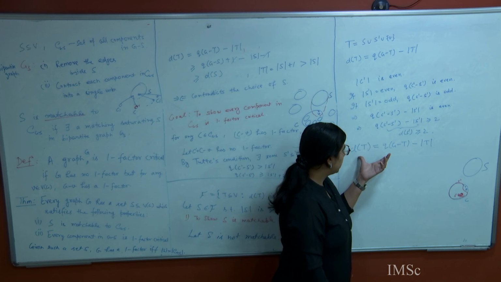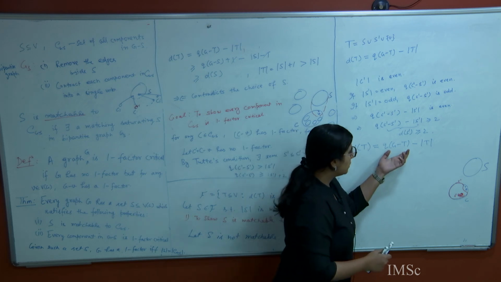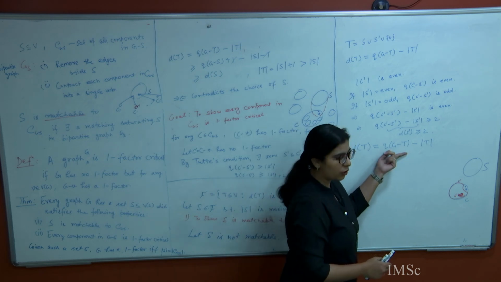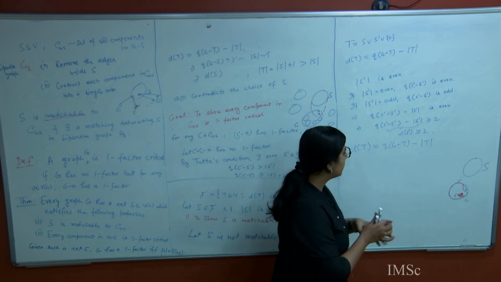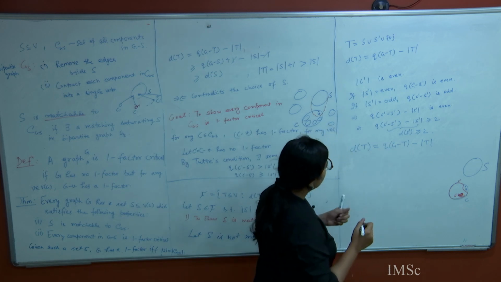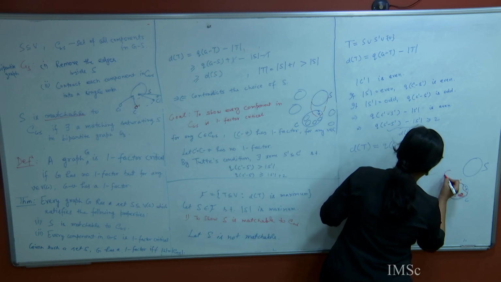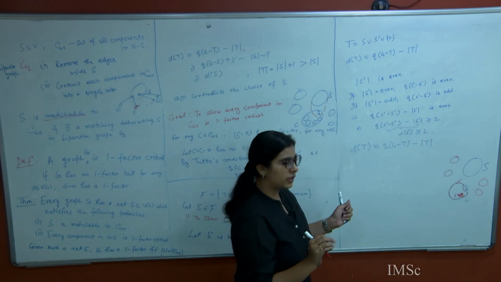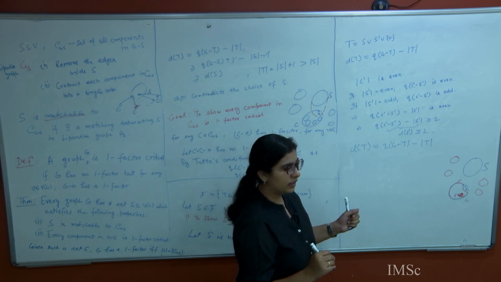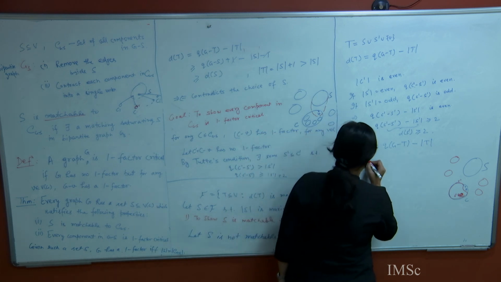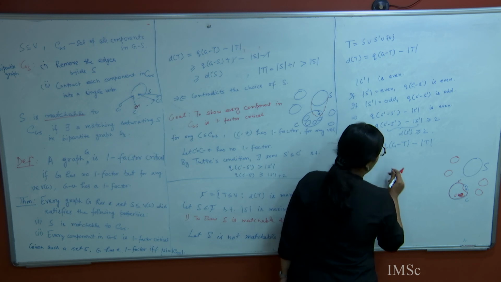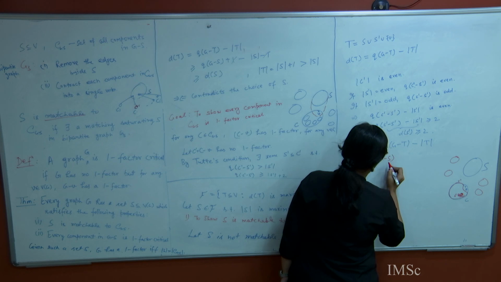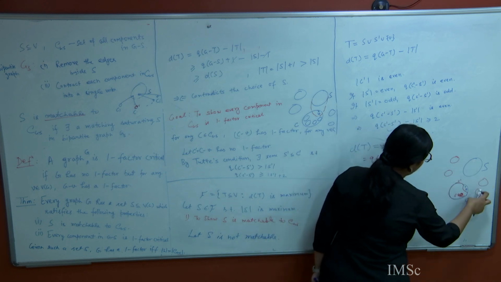Okay, so let us look at this set. This is the number of odd components in G minus T, right. So, number of odd components. Earlier we proved that every component is odd, right. Every component was odd. So, this is Q(G minus S). Earlier every component was odd.